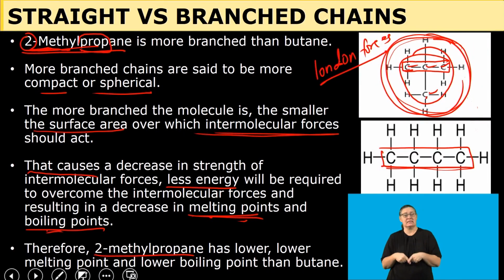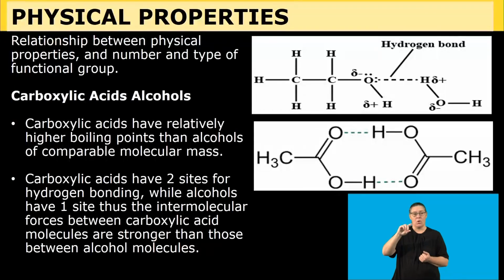But it now becomes different if we are comparing two different homologous series. Within the homologous series, the strength is going to increase. But when comparing two different homologous series, we now need to compare the type of intermolecular force that each one has, which is what we're going to be doing now. So if we are comparing two different homologous series, we need to know how to explain that. The relationship between physical properties and the number and type of functional group plays a very important role in this regard. How does it do that?